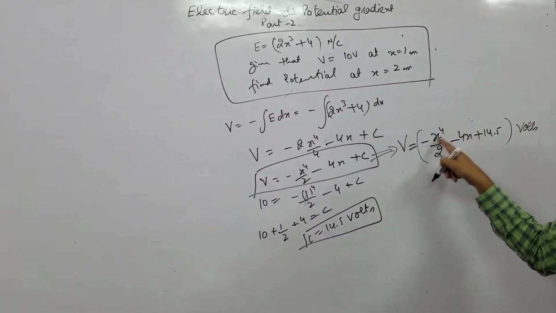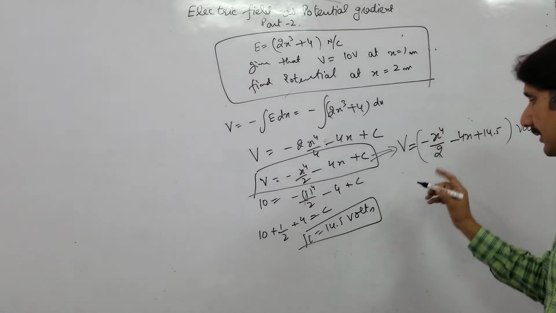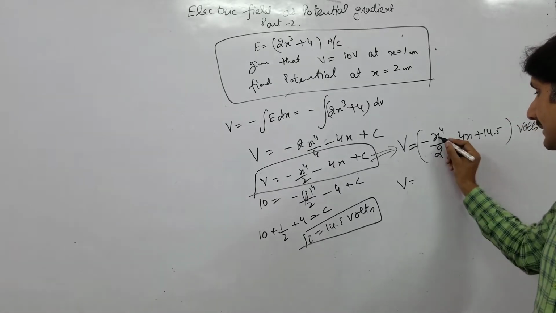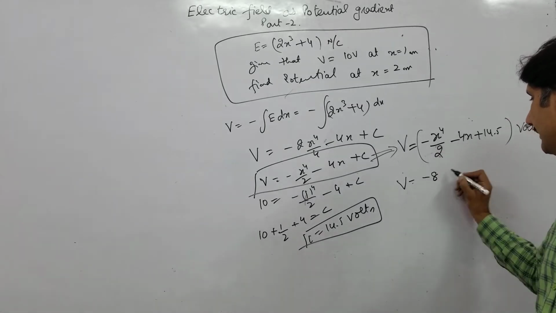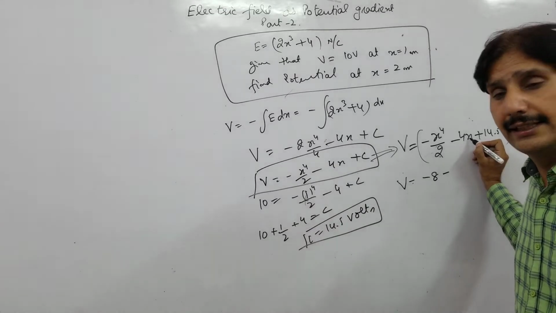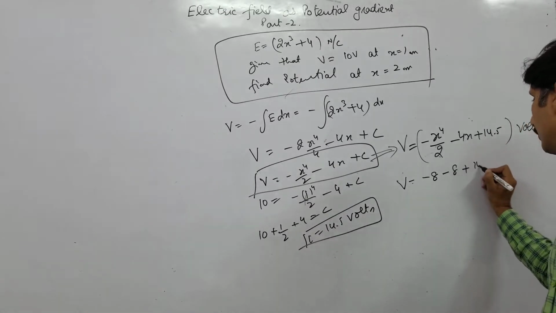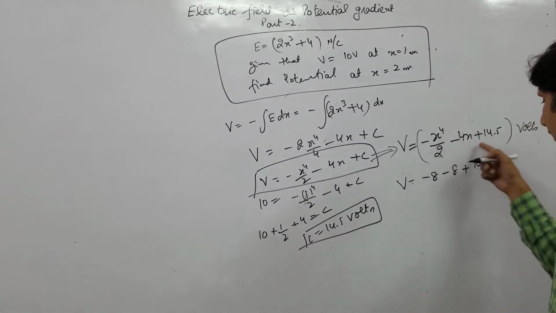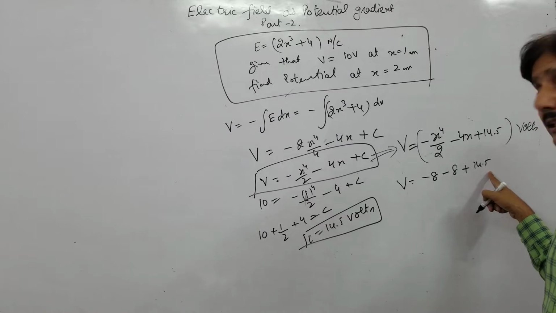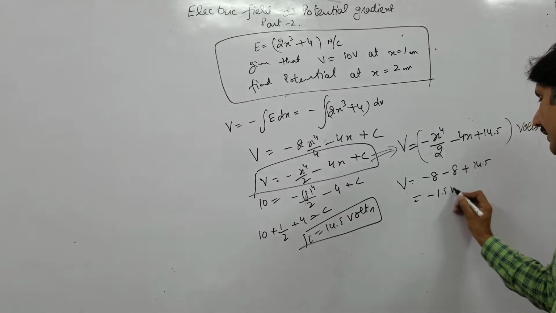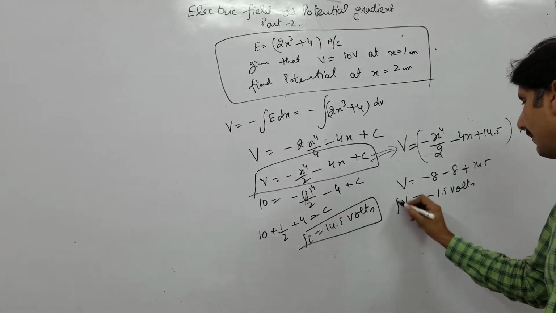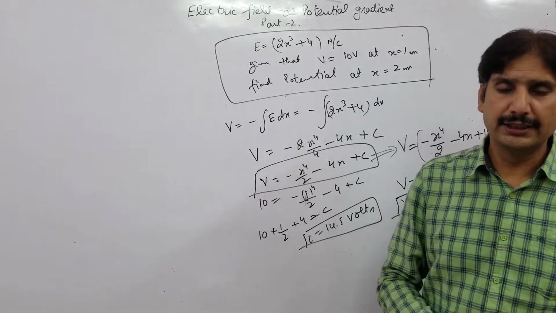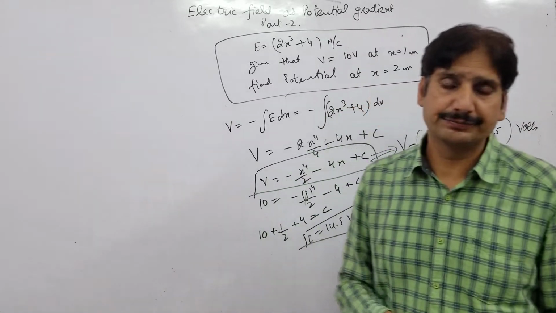So how will you do it? You just put in the value of x equal to 2. Now in this expression, 2 raised to the power 4 is 16, so 16 by 2 is 8, with a minus sign. Then you put x equal to 2 in the second term, that becomes minus 8, plus 14.5. Minus 16 and plus 14.5, it is minus 1.5 volts. That is how you find out electric potential if the field is given, and vice versa.